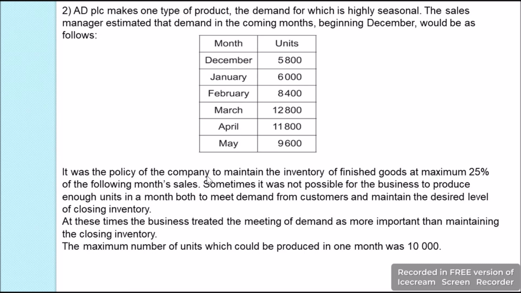It was the policy of the company to maintain the inventory of finished goods at maximum 25% of the following month's sales. Sometimes it was not possible for the business to produce enough units in the month both to meet the demand from the customers and maintain the desired level of closing inventory. At these times, the business treated the meeting of demand as more important than maintaining the closing inventory. The maximum number of units which could be produced in 1 month was 10,000.